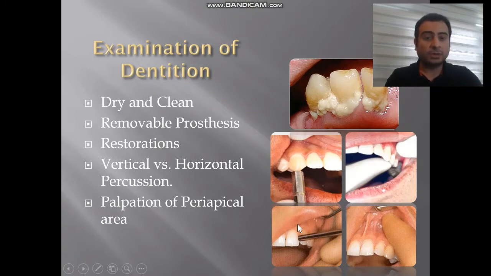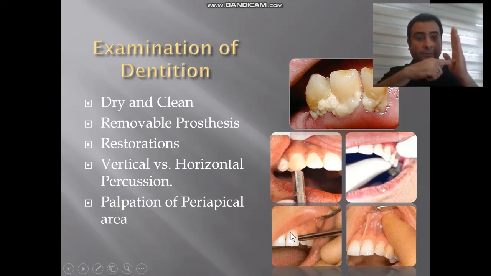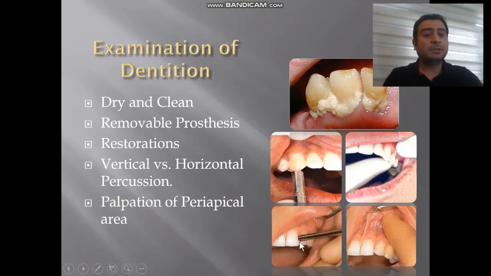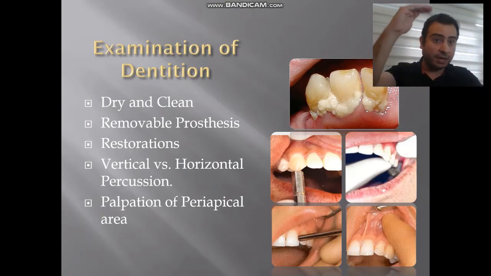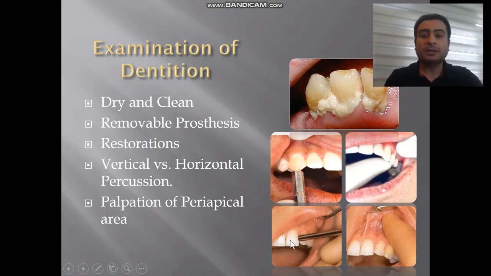On the other hand, we also have a horizontal percussion. If you see, this is the handle of the mirror delivering a force that is perpendicular to the long axis of the tooth. This can be used to assess the marginal periodontium, the periodontium that is around the tooth rather than being on the apical part. Okay, this is a horizontal percussion. So horizontal percussion for the marginal periodontium, and a vertical percussion to assess the apical periodontium.